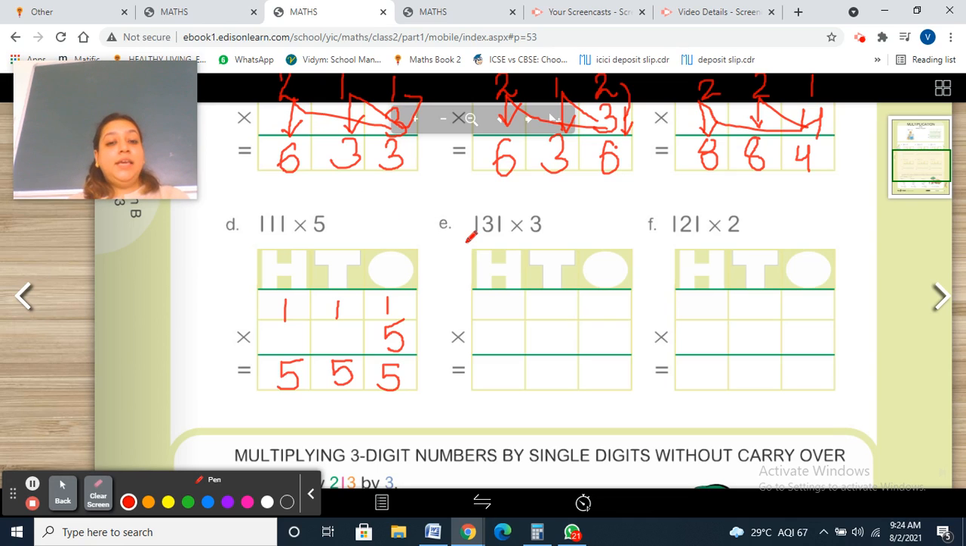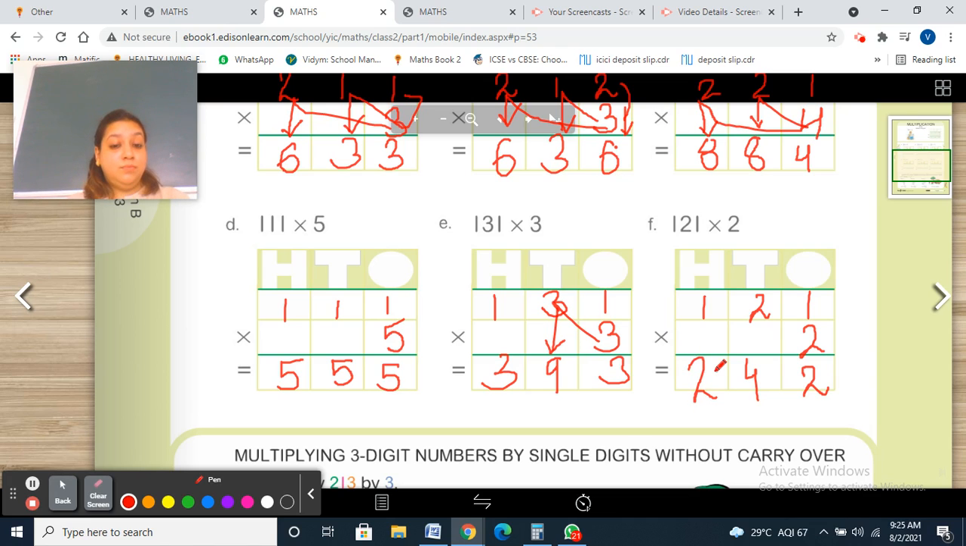Okay. Question number E, everyone. 131 multiply by 3. 3 ones are 3. 3 threes are 9, answer will come here, and 3 ones are 3. Your answer is 393. Then question number F. 121 multiply by 2. 2 ones are 2, 2 twos are 4, 2 ones are 2. Means 242.